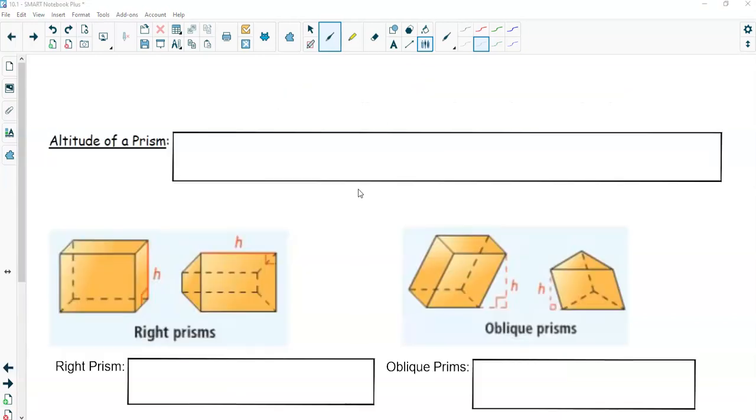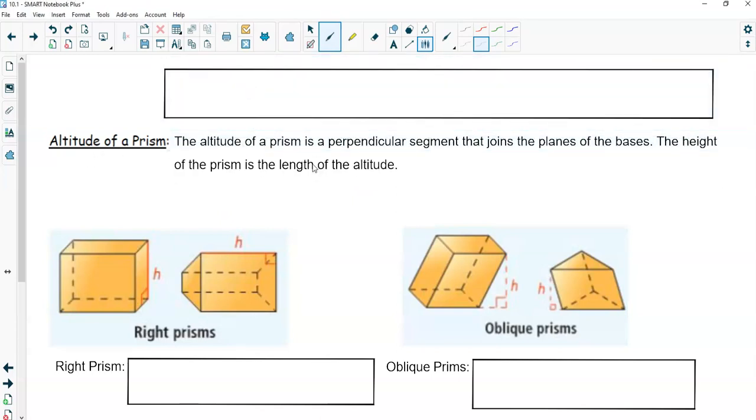Okay, so moving on from that, we need to know what is the altitude of a prism. The altitude of a prism is a perpendicular segment that joins the planes of the bases. The height of the prism is the length of the altitude. So for example, here this H stands for height, which is the altitude or the height of this prism. In a rectangular prism, the height could vary because it depends what you pick for a base, since they're all rectangles. This right here is a trapezoidal prism, which, notice, has the two trapezoids as bases and the height is sideways. You see that?